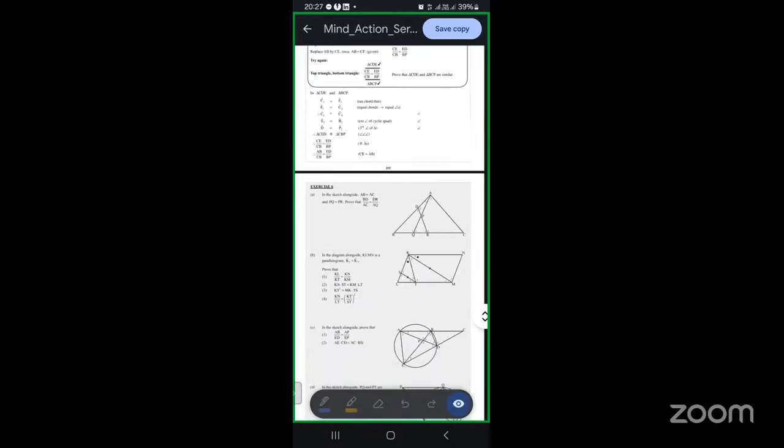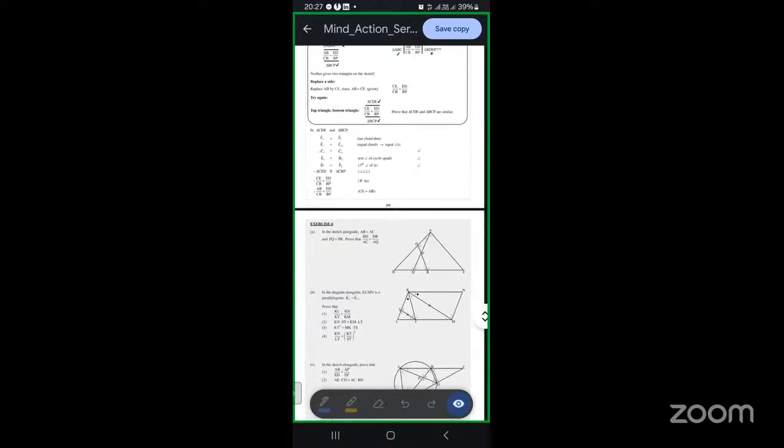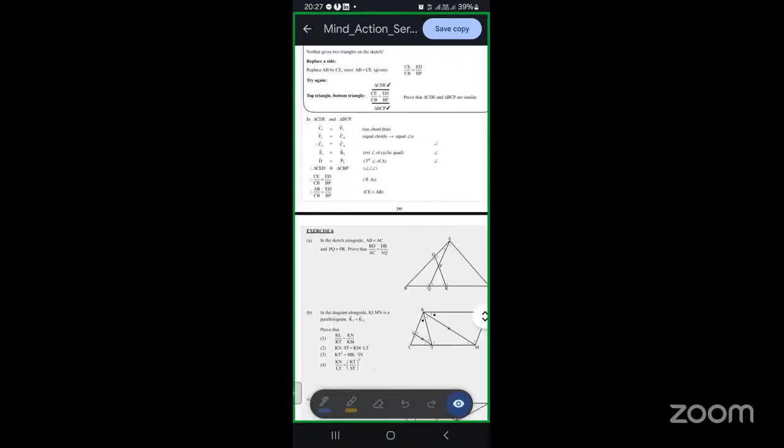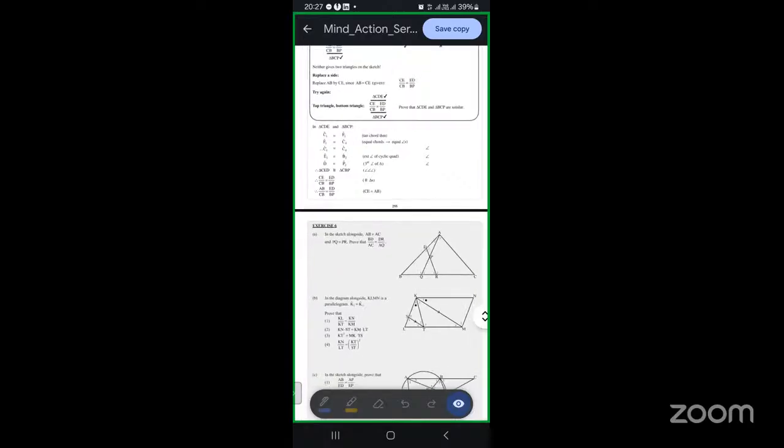Okay, we just did this. So, let's say I've got this exercise 6 here, number A. Like you guys are saying, you are comfortable. They are saying in the sketch alongside, AB, this part here, AB is equal to AC. Okay, these sides are equal. They shouldn't be that long, those lines. This is equal to that.